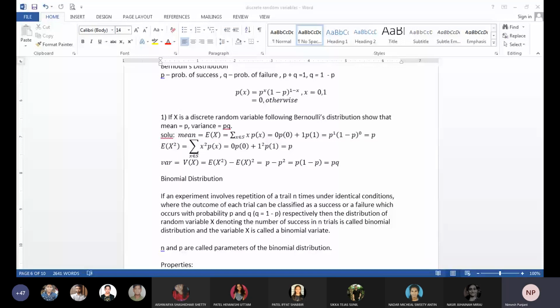In a Bernoulli trial you get a success or a failure. P denotes the probability of success. Q denotes the probability of failure. Again I repeat, P represents the probability of success, Q represents the probability of failure. N is what? The number of times your experiment is repeated.